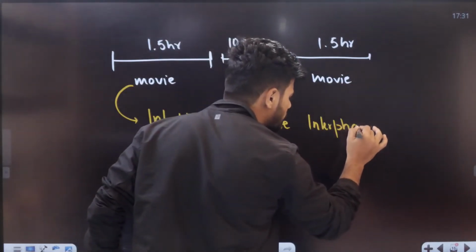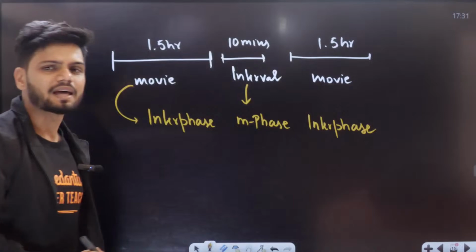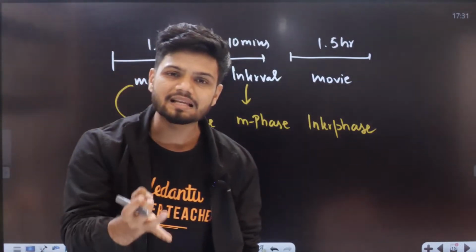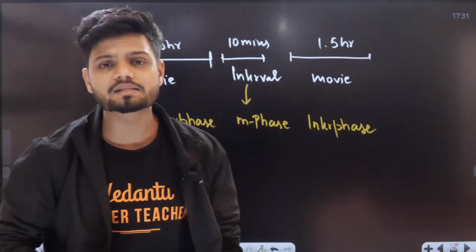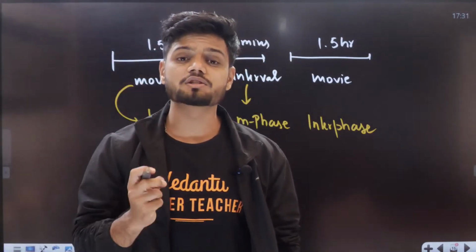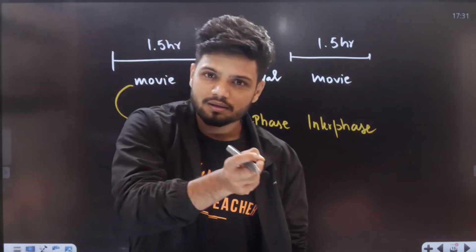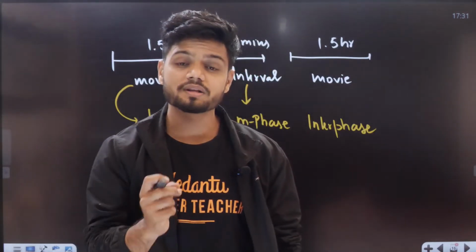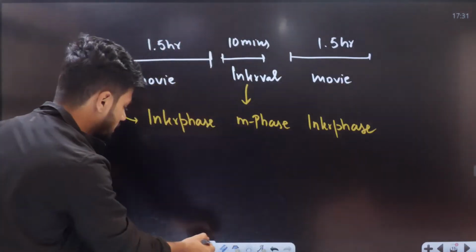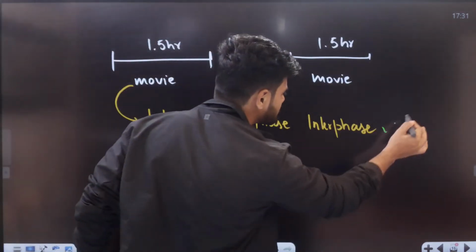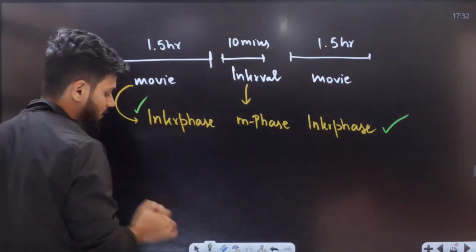Now tell me in the chat, students, quickly: in a general cell cycle, which stage is longer? Is it the M phase or is it interphase? Which stage is going to be longer here? Obviously, the longer phase is going to be the interphase.